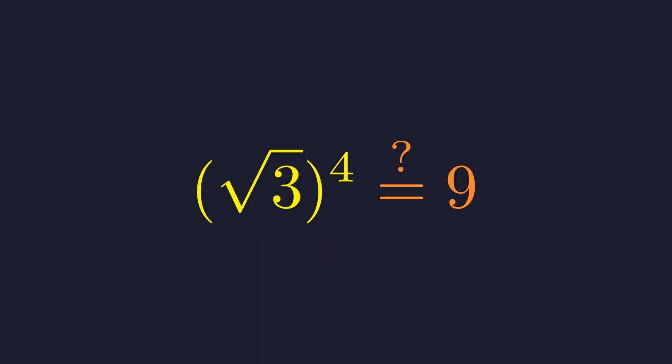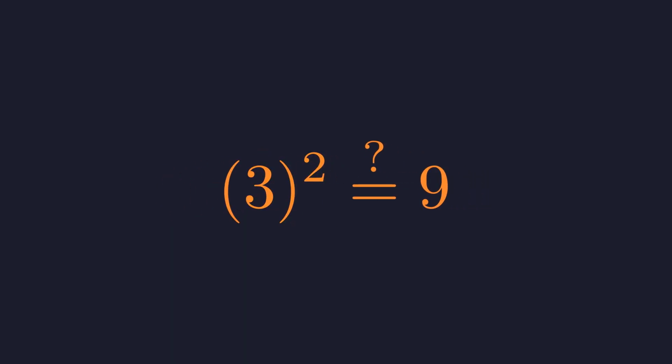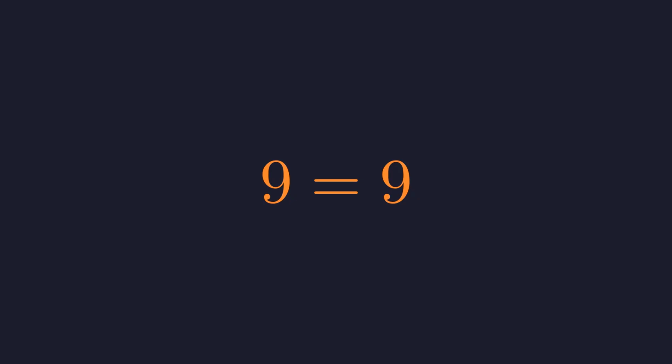To evaluate this, we can rewrite it using exponent rules as the square root of 3, squared, all squared. This makes the calculation clearer. The square root of 3 squared is simply 3. This gives us 3 squared equals 9. 9 does indeed equal 9. The equation holds true.